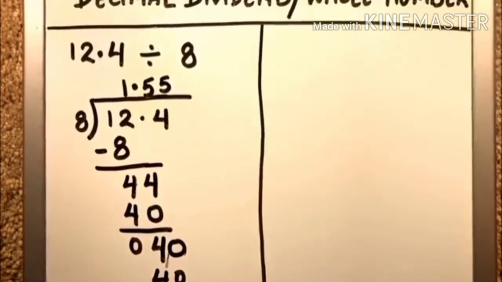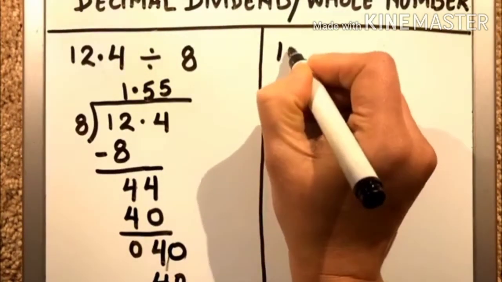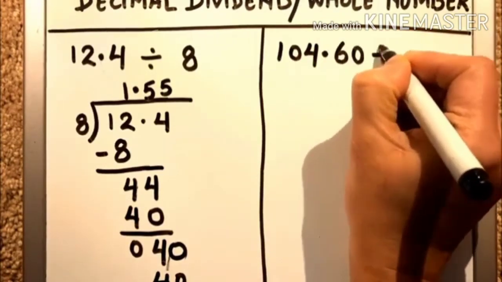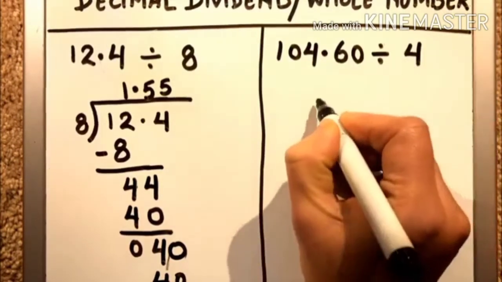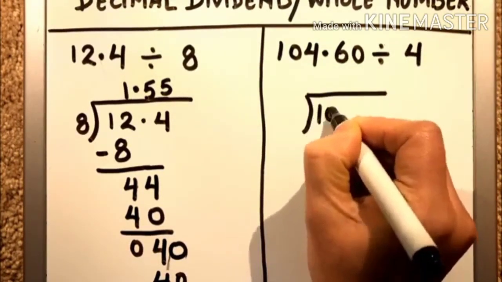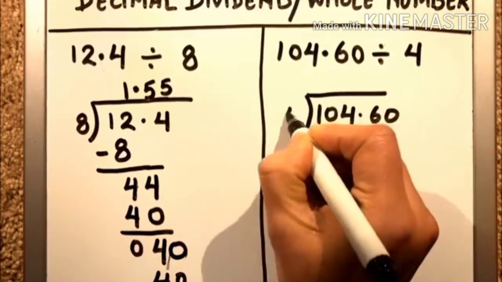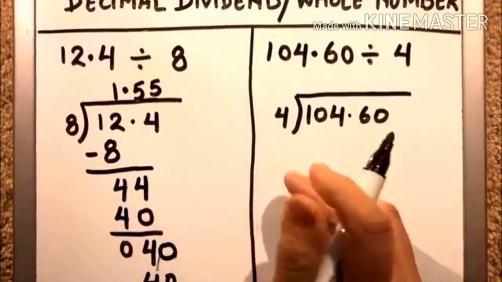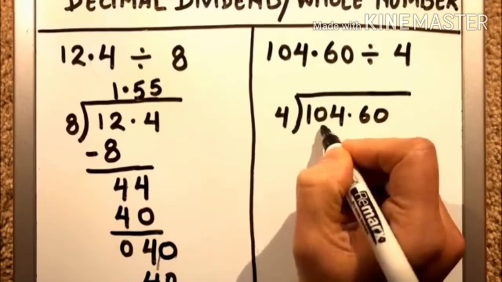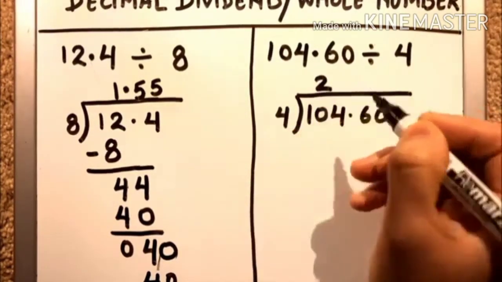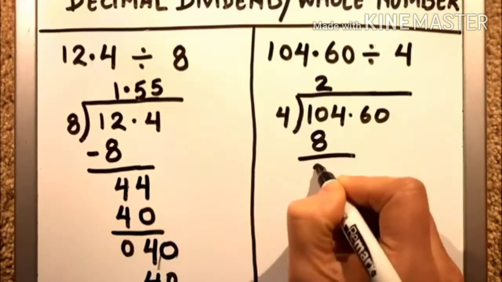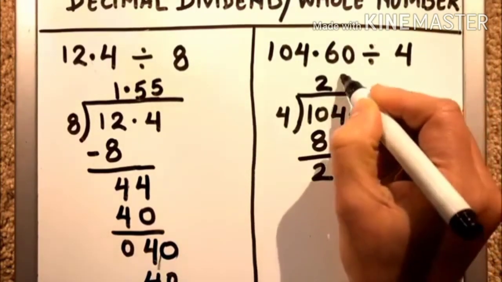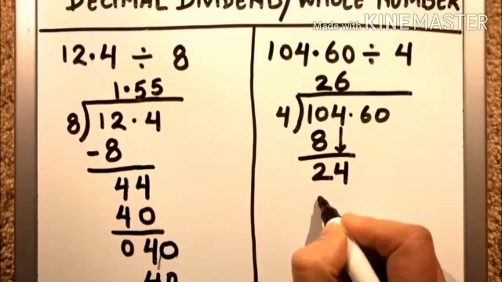Let's take another example: 104.60 divided by 4. We'll start by writing the number like this, and then we check. Here also we take two numbers together because 1 is very less than 4. 1 is not divisible by 4, so we take two numbers. 4 times 2 is 8. Remainder is 2. Then we drop down the next number, which is 4 here. Then we count the table of 4: 4 times 6 is 24.